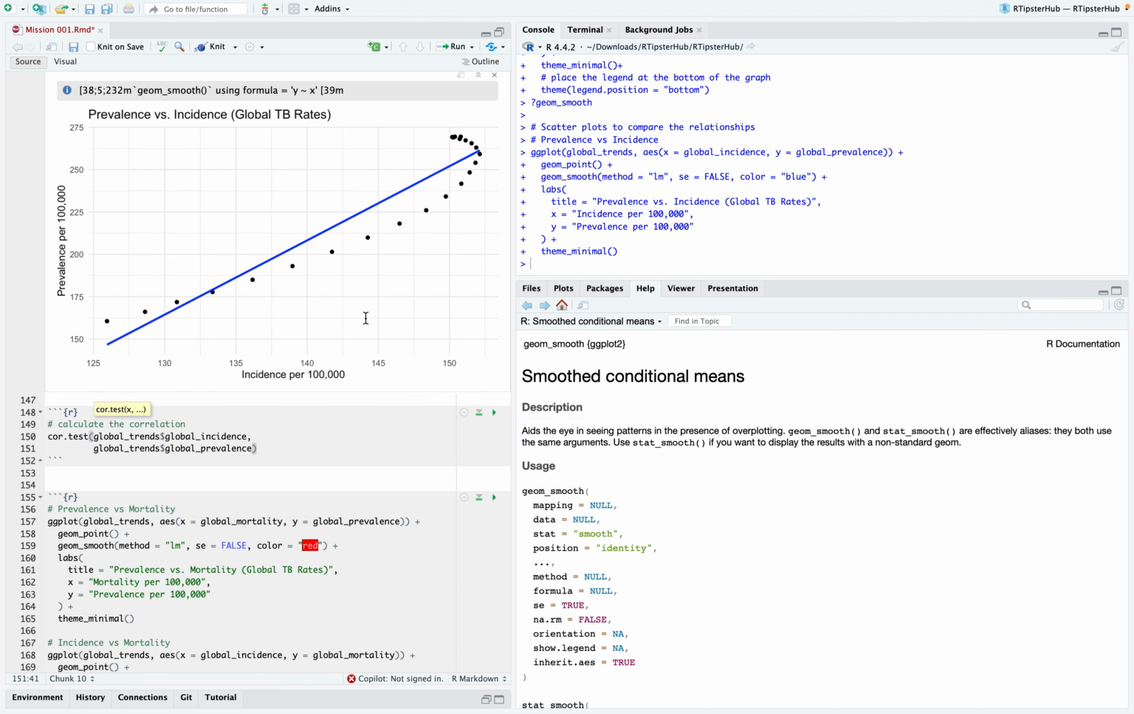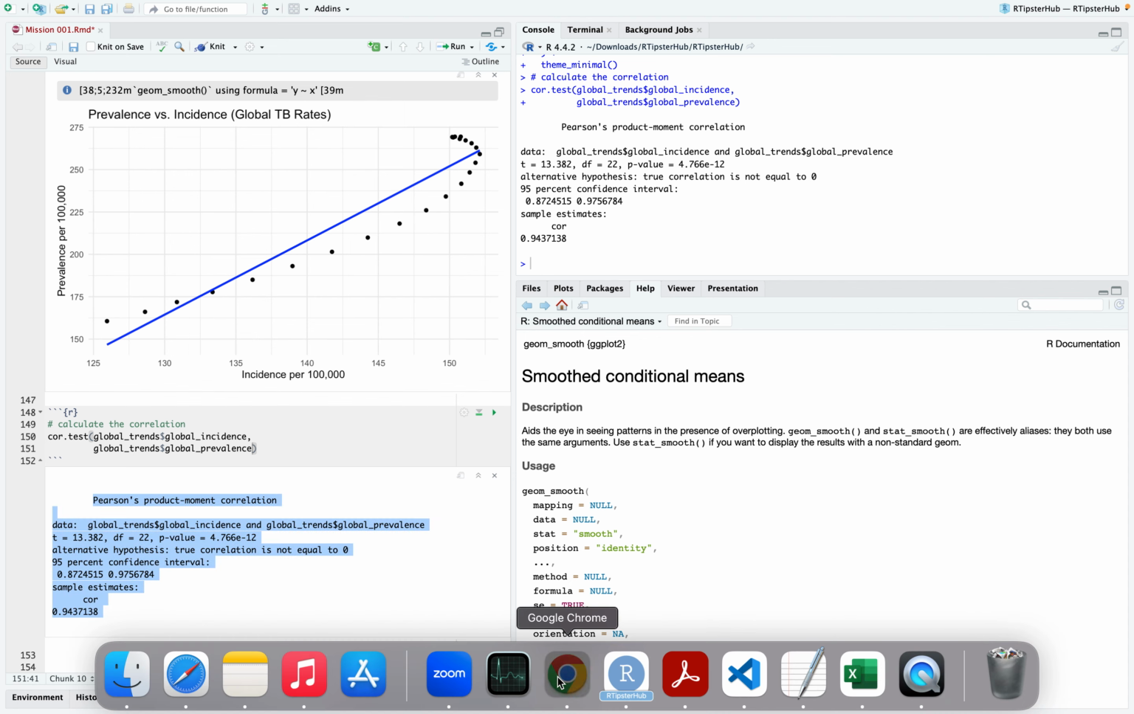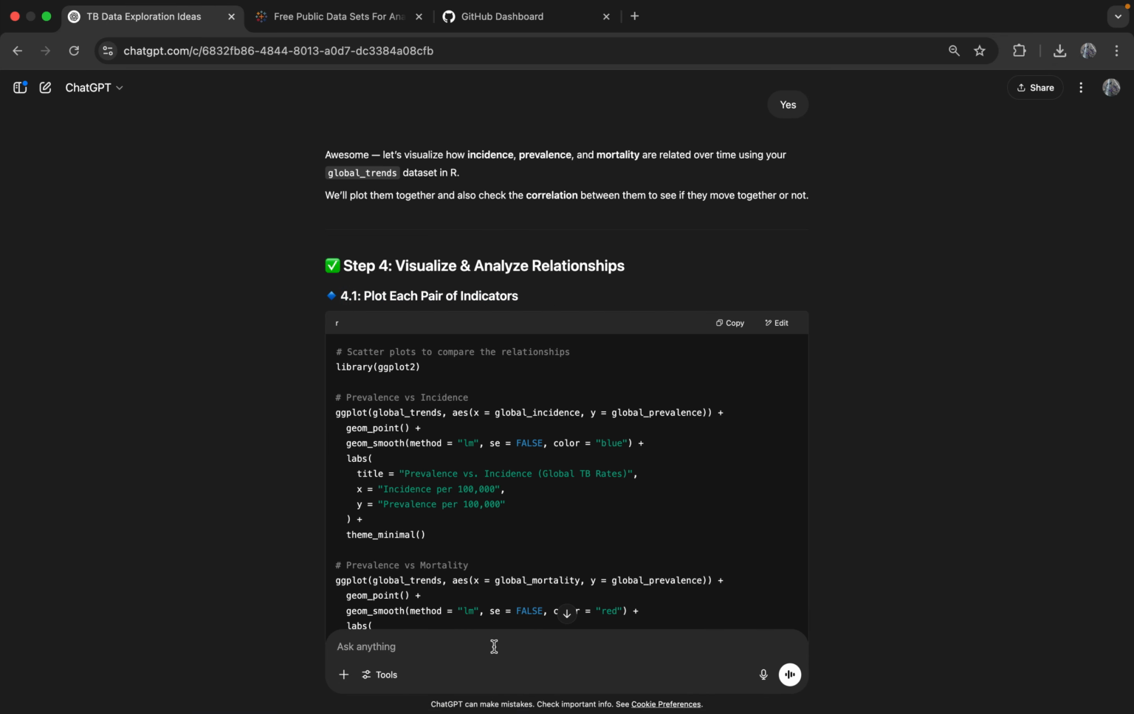So we already see it's a positive. Let's run this. So Pearson's product-moment correlation, we see p-value is less than 0.01. Correlation is 0.94. That's quite high. And yeah, let's see what ChatGPT says. What does this result mean in a simple way?